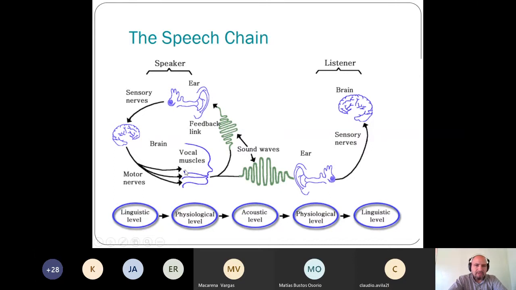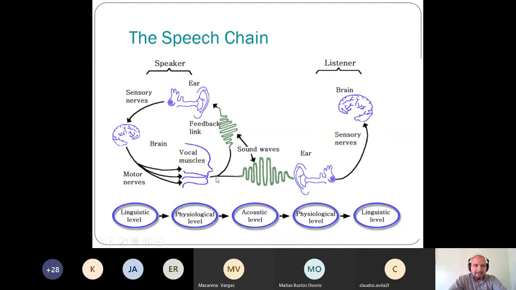And we send this signal to the muscles in our mouth that move in order to produce a sound like E or a sound like I or a sound like A, because the mouth and the lips, the tongue, shape in a different way. And we produce these speech sounds, and they travel as sound waves. They have these particular physical properties that can be measured by the acoustic phonetics.